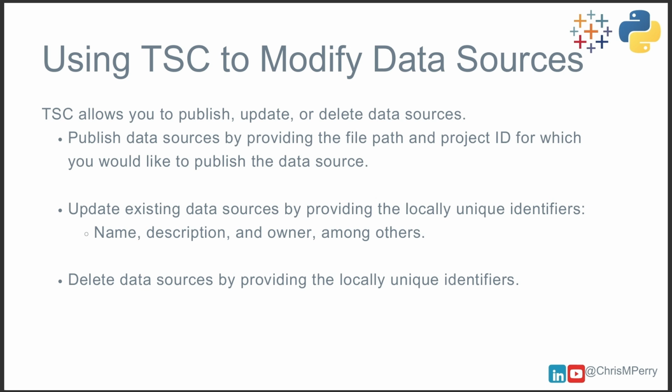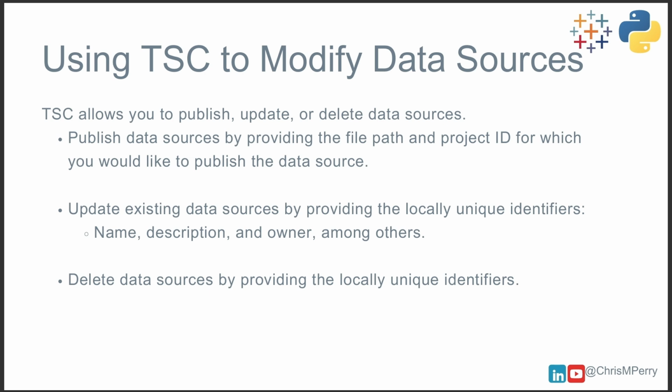To publish a data source on your Tableau Server or Tableau Cloud instance, you will need to create the data source object or item. To create a data source object, the name and project ID for which you would like to publish the data source to is required. Additionally, when publishing, you must specify the location in the form of a file path for which the data source you are attempting to publish currently resides. And to delete a data source, simply provide the locally unique identifier value associated with the data source.